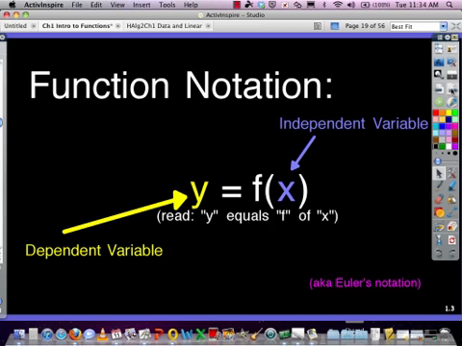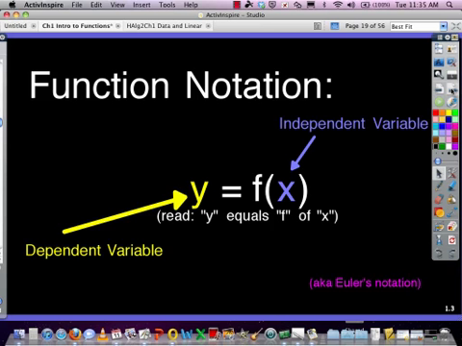Our x and y values are in their corresponding locations, x being the independent variable, or we said domain, input, any of those words would work, where y was our dependent variable, output, result, those are the choices. This form of notation where we have y equals f of x is called Euler's notation or f of x notation. Two names for the same exact thing.